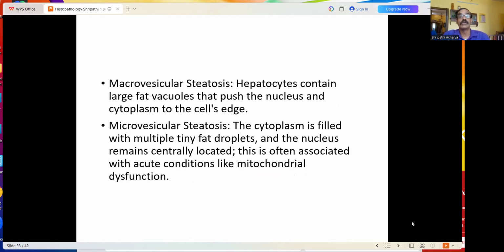Macrovesicular steatosis. Hepatocytes contain large fat vacuoles that push the nucleus and cytoplasm to the cell's edges. Microvesicular steatosis. The cytoplasm is filled with multiple tiny fat droplets, and the nucleus remains centrally located. This is often associated with acute conditions like mitochondrial dysfunction.